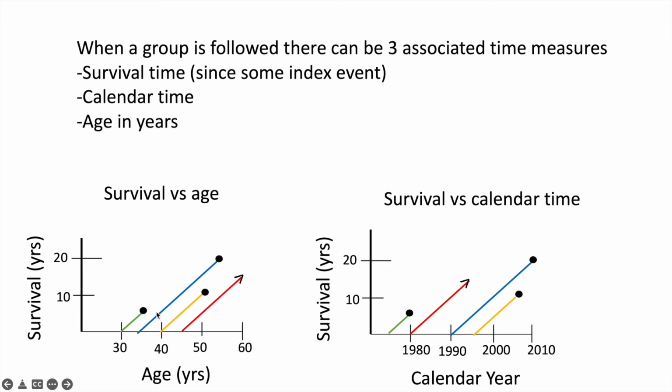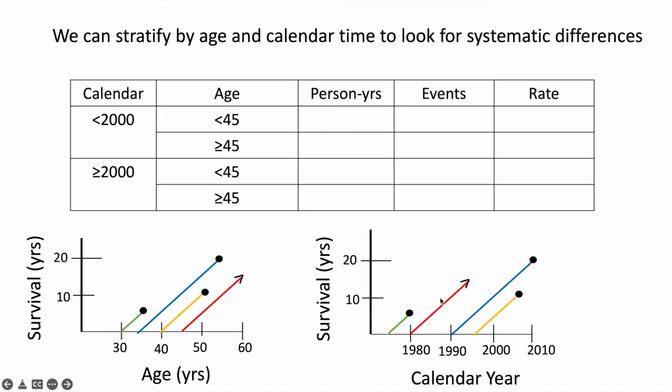We have the same 4 individuals, and this is their survival time as a function of their age. And this is their survival time as a function of the calendar year. And what this would permit us to do is have an analysis that's both stratified by calendar year. So let's just say we think that there might be some difference in risk before 2000 and after, and we think there also might be some difference in risk among those under 45 and older. So we can stratify the analysis by these 2 separate time points.